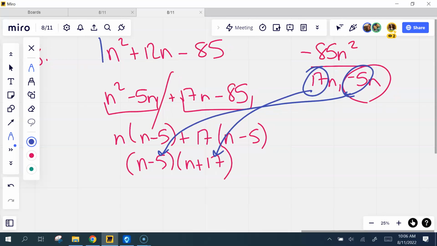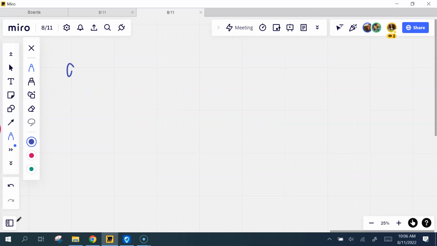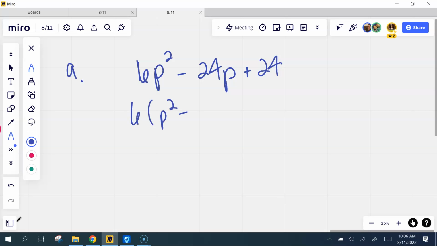All right. Which other one did you say, Emma? Can you give it to me? 60. 6E. No, I can't. I'm getting old. Okay. GCF, 6. 6 times p squared minus 4p plus 4. Ooh. Anybody see it?